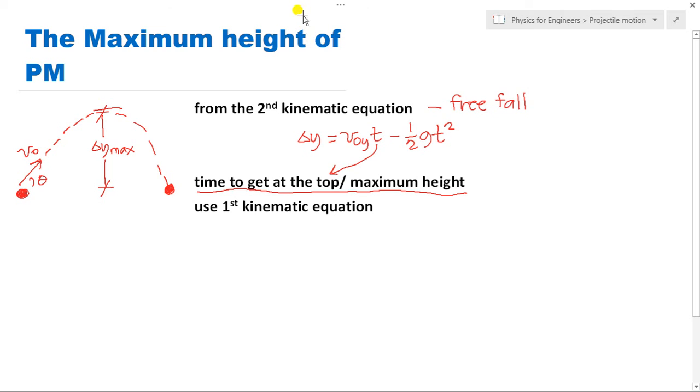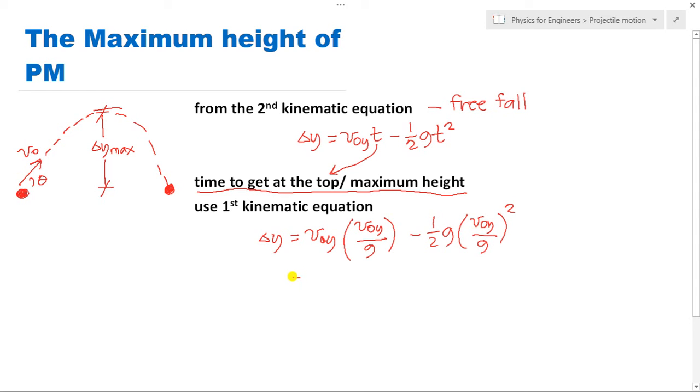So let's do that one, class. So here we have delta y is equal to Voy, our time is again equal to Voy. So Voy all over g, diba? Minus 1/2 g times Voy over g, then squared.